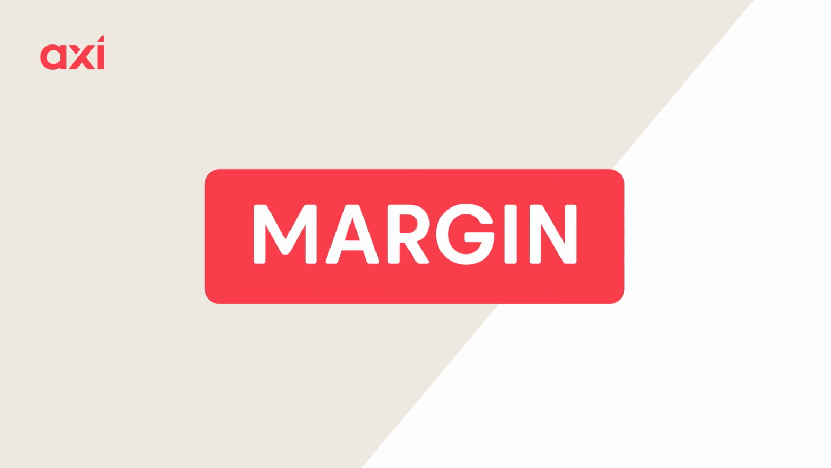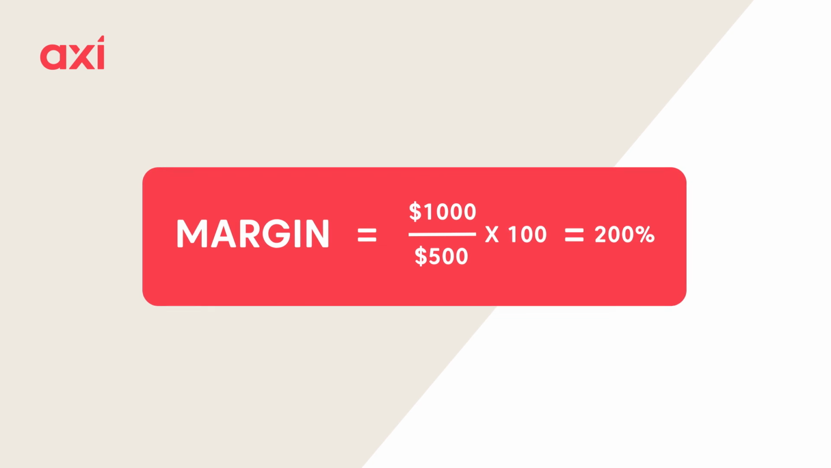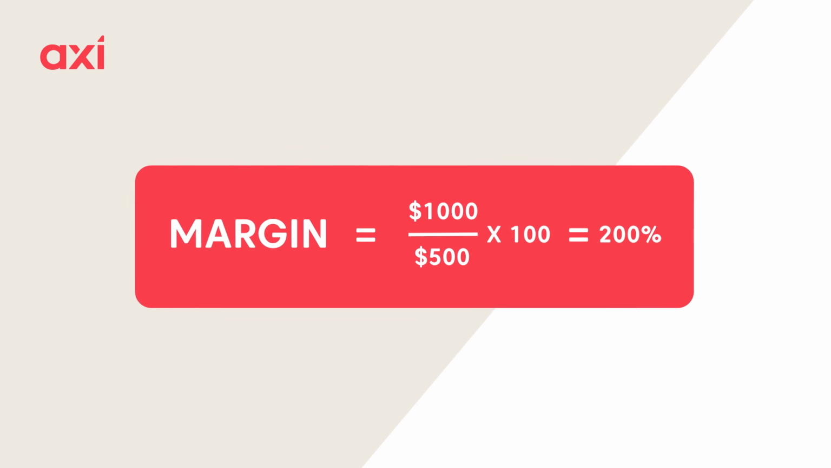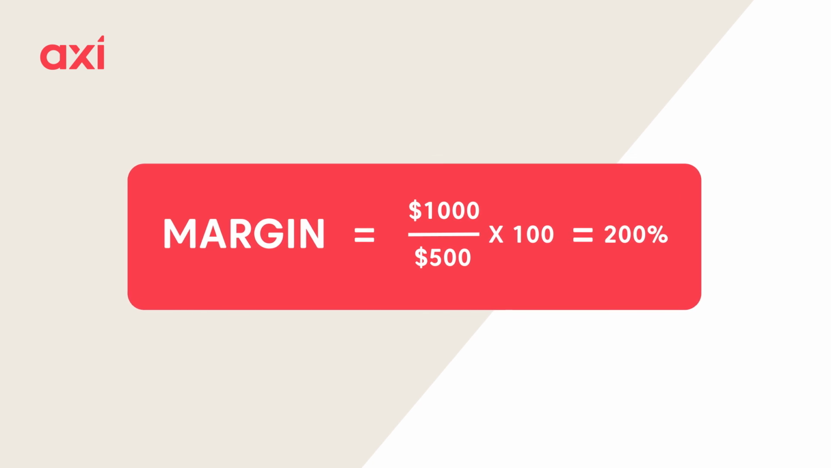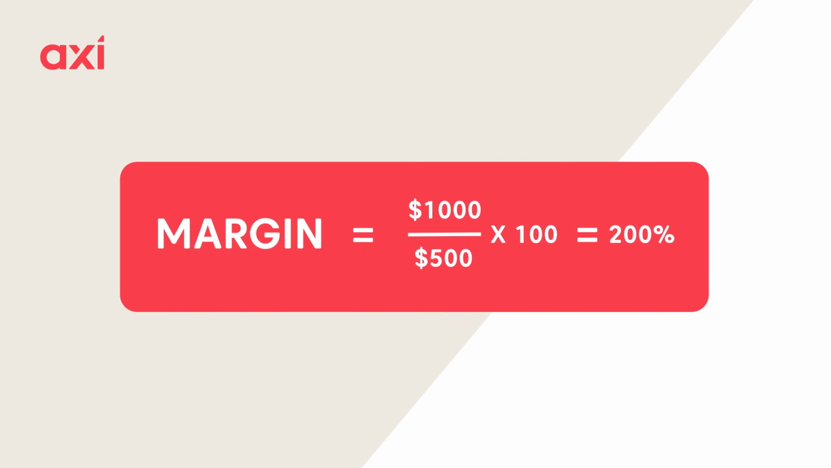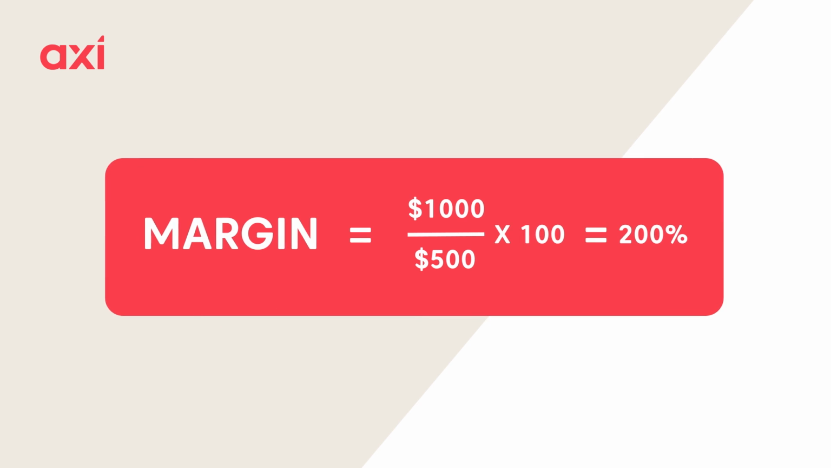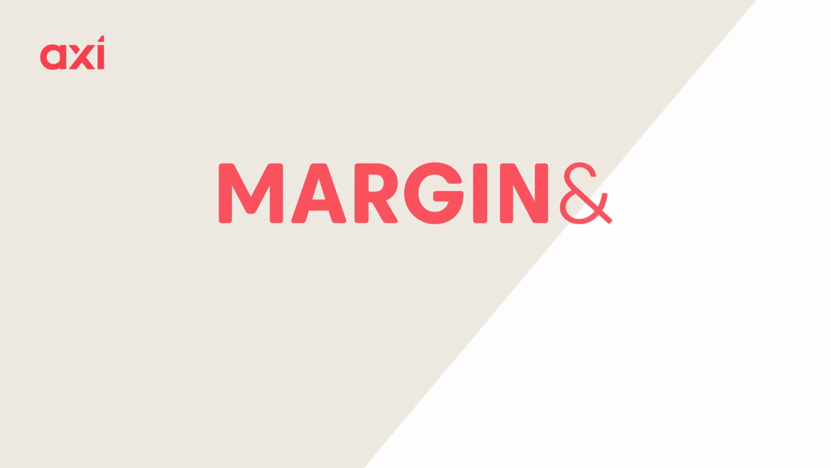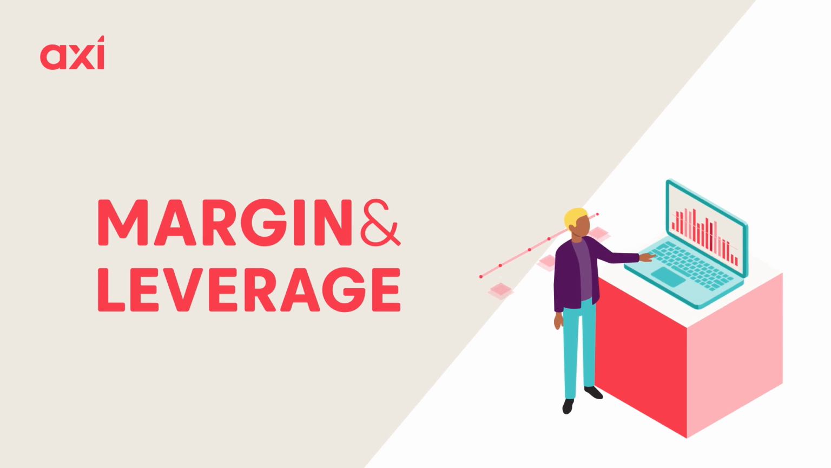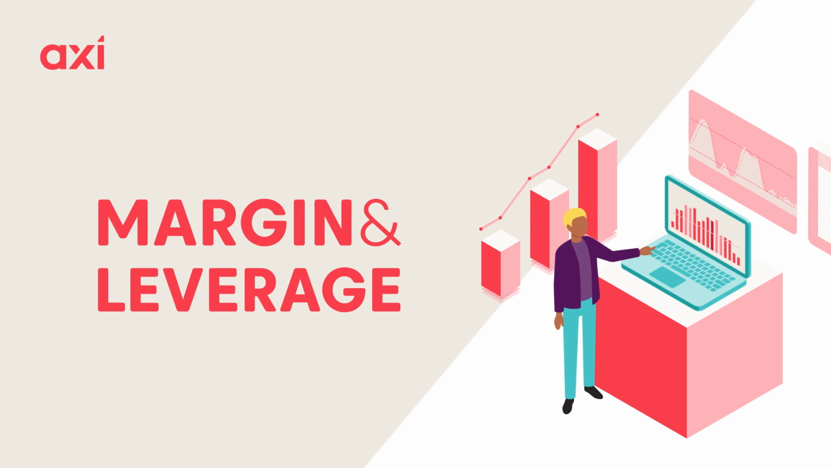For example, if your equity is $10,000 and you've used $5,000 as margin, your margin level would be 10,000 divided by 5,000 times 100. That's equal to 200%. Because margin and leverage are some of the most important concepts in trading, and your long-term success as a trader depends on getting them right, it's worth taking your time to understand how they work, and especially how they work for you.